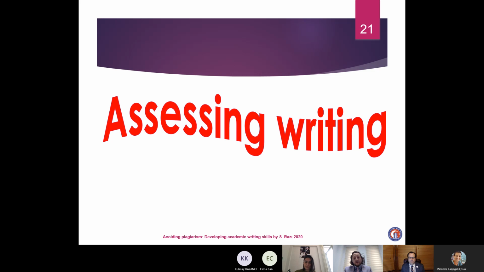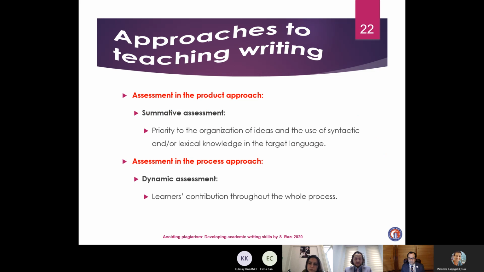Okay, then now, after talking about teaching writing, we are moving to assessing writing, which will be the concern of Jarret this time. But before I leave it to Jarret, I'd like to remind you two things about the approaches in the assessment of writing: summative assessment and dynamic assessment.